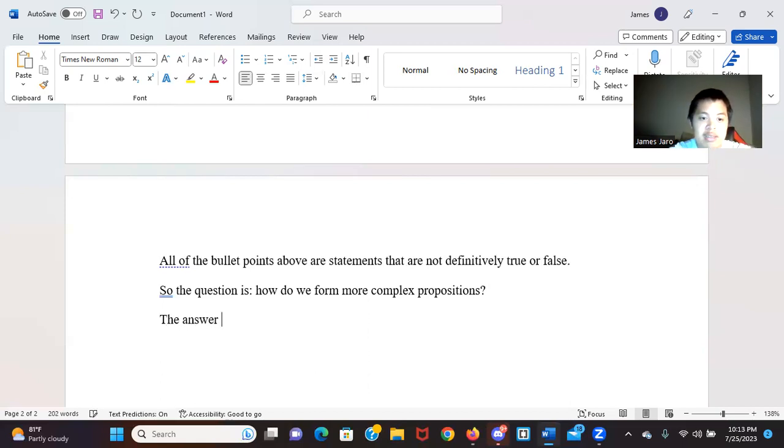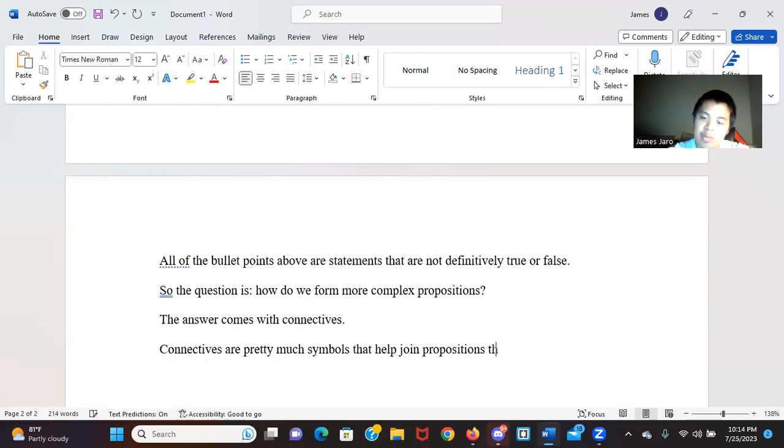Connectives are pretty much symbols that help join propositions together. In English, they are the words, or I don't want to say specifically the words, but what does the English teacher call them? They're essentially bridges that help combine multiple statements together.